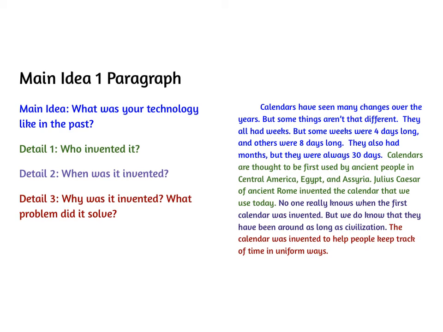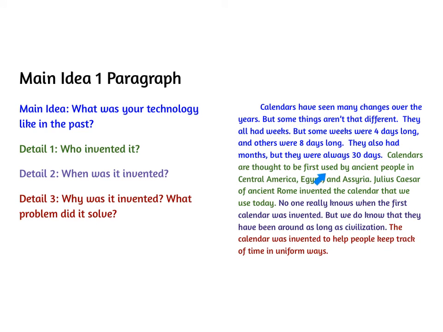So here we're going to take one more look at all of it put together, and I want you to listen to how it flows and make sure that you always reread your writing to make sure that it flows, it sounds good, and make sure that you've discussed everything that you need to make sure that you have a complete paragraph. Calendars have seen many changes over the years, but some things aren't that different. They all had weeks, but some weeks were 4 days long and others were 8 days long. They also had months, but they were always 30 days.